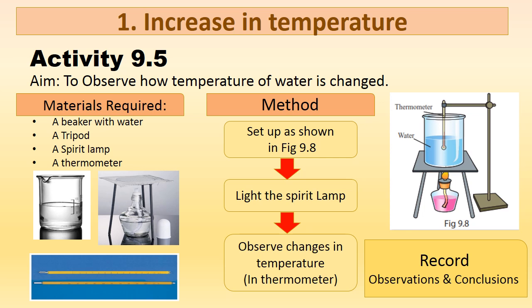So to do this activity, you will need a beaker of water, a tripod stand. So why do we use a tripod stand? We are placing the beaker on top of the tripod stand so that it will spread the heat equally to the beaker, so that all the water particles, the water molecules, will be equally heated in the beaker. So we use a spirit lamp and a thermometer.